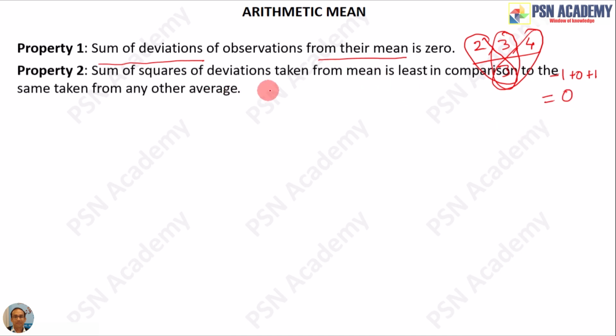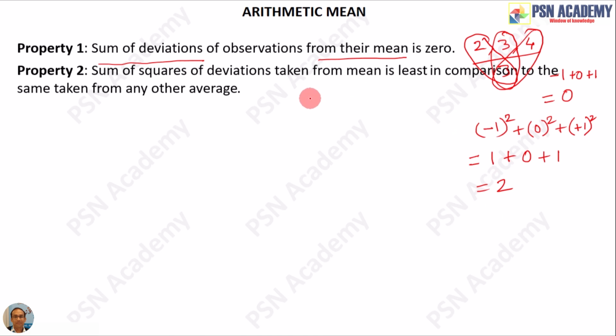Next, the sum of squares of deviations from the mean is least in comparison to the same taken from any other average. What is the meaning of this? Sum of squares of deviations from the mean, that means minus 1 whole square plus 0 whole square plus 1 whole square. Minus 1 whole square is 1, 0 square is 0, and plus 1 whole square is 1. That means it gives us 2.